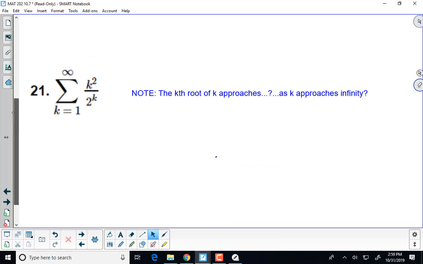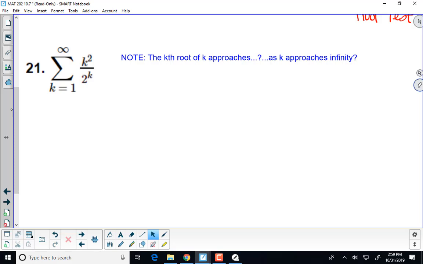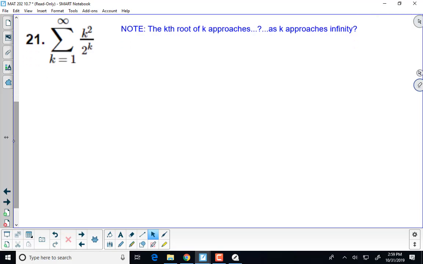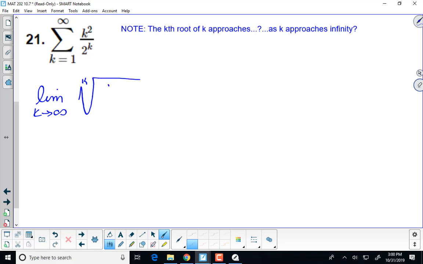All right, so this one is so important. We're going to learn something really cool here. So let's take the limit as k goes to infinity of the kth root of this stuff, the kth root of k to the 2 over 2 to the k. So this is equal to the limit of, in the numerator, we have k to the 2 over k. In the denominator, we have 2. Do you agree? Yes. In the numerator, there's not much we can do yet. In the denominator, the kth root of 2 to the k is certainly just 2.